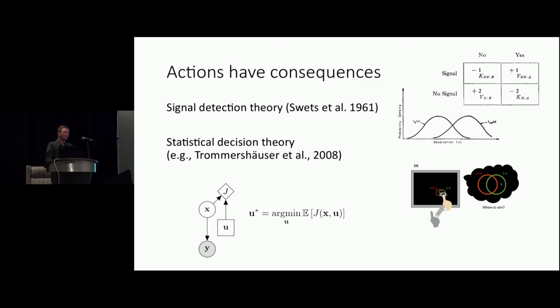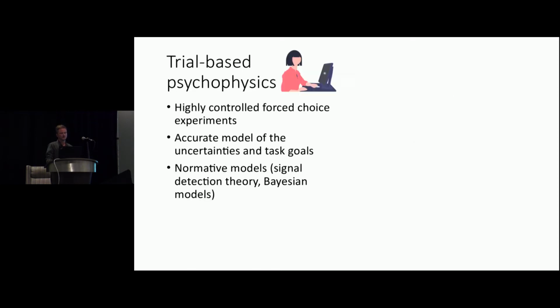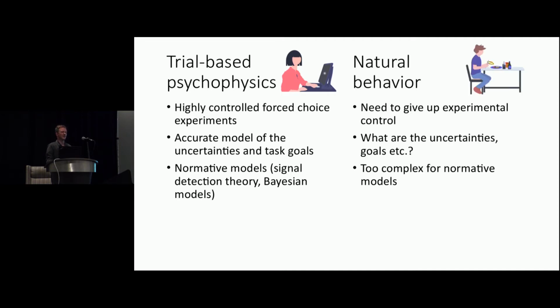So the goal is to find the action that minimizes these expected costs over this latent variable. While in simple psychophysics tasks, it is possible to formalize these uncertainties and goals involved in the task, in natural behavior, this is not the case. We need to give up some of this experimental control, and we don't actually know what the uncertainties, goals, etc. are. This makes natural tasks simply too complex for normative models.